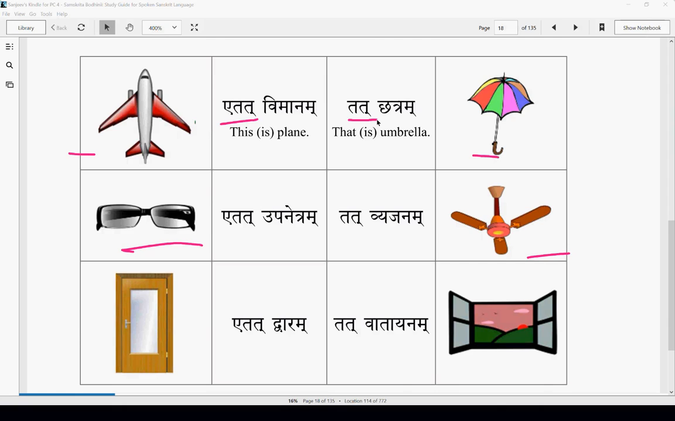Tat, Etat. And near and far, these are only relative. It's not like one has to be really away. So we are just indicating relatively, this and that. Etat, this. Upanetram, which is glasses. And then Vejanam is fan. Etat dwaram, tat vatayanam is the window. I think we looked at these words last time. Vatayanam, window.